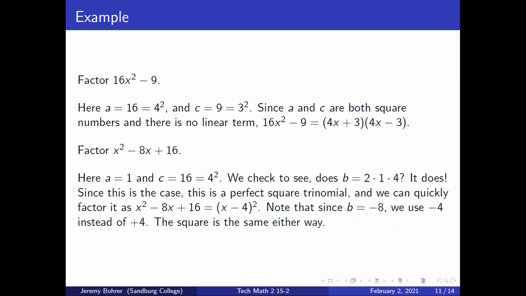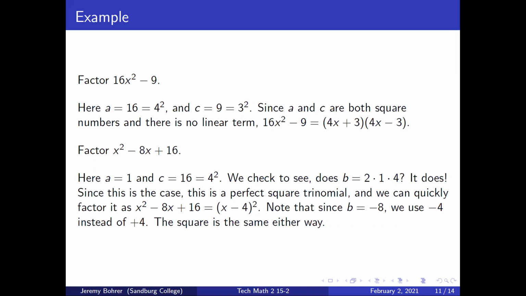For example, factor 16x squared minus 9. Here a equals 16, which is 4 squared, and c equals 9, which is 3 squared. Since a and c are both square numbers and there is no linear term, 16x squared minus 9 equals 4x plus 3 times 4x minus 3.